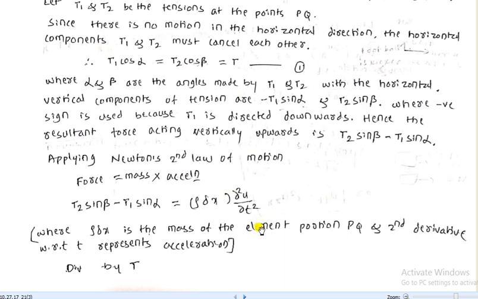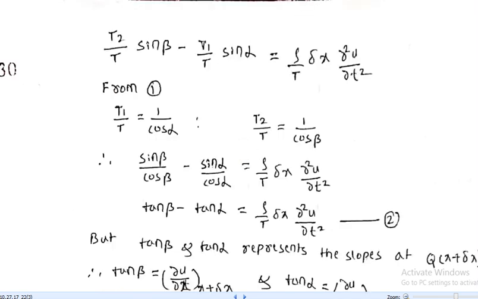So now we are dividing by T on both sides: T2 by T, T1 by T, and rho by T. After dividing by T on both sides, we get the equation (T2 by T) sin beta minus (T1 by T) sin alpha equal to (rho by T) delta x into ∂²u by ∂t².